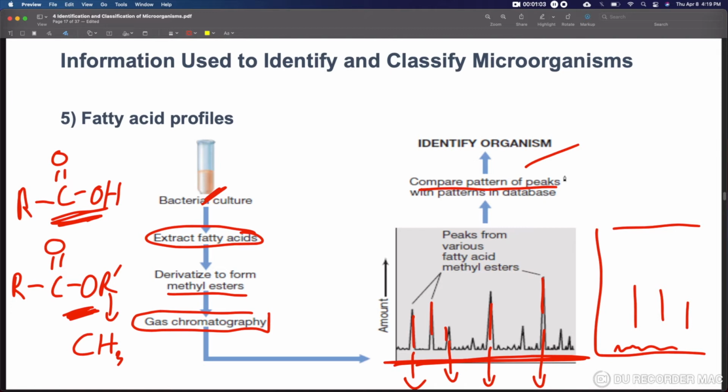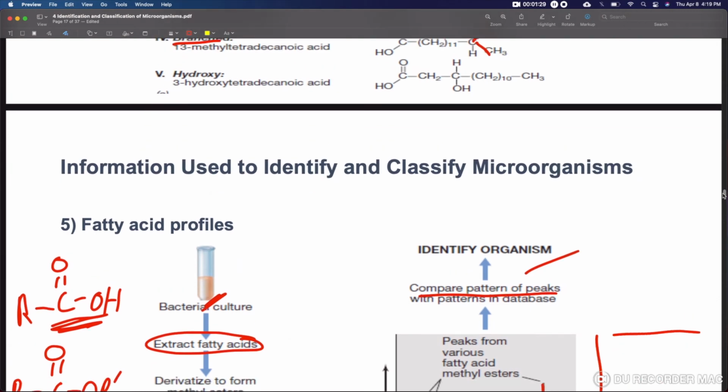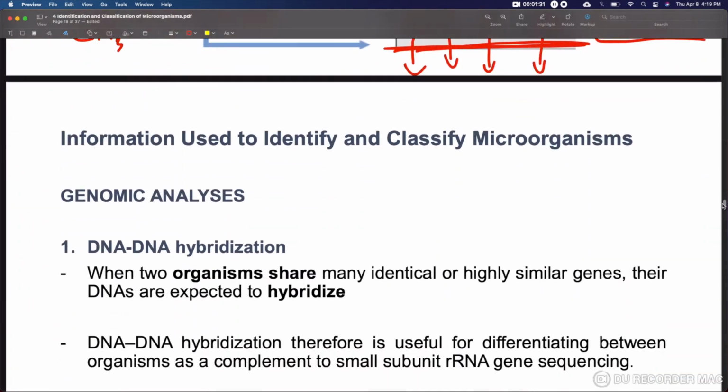Okay? So another example of this is cell wall analysis, in which aside from the fatty acid in the cell membrane, we also look at the cell wall based on other chemotaxonomic markers that are present in the cell wall of your microorganism. So things like that, okay? So that's your FAME, or fatty acid methyl ester analysis.